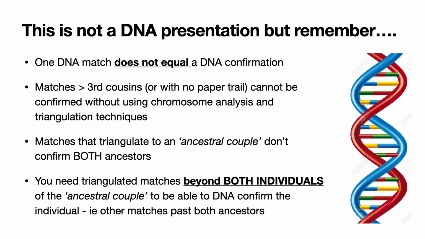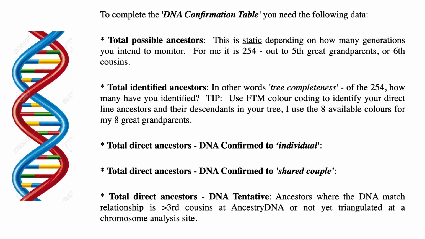You need to have matches beyond those two individuals to be sure that both members of the ancestral couple are your actual genetic ancestors. Often you'll find that you'll have matches on the female side but not on the male side, which is a problem that I have with my ancestry for 2 of Mum's great-grandfathers. So to complete the DNA confirmation table, you need the following 5 sets of data.